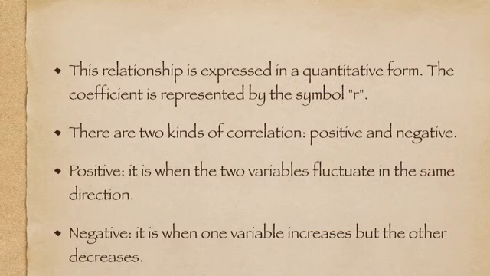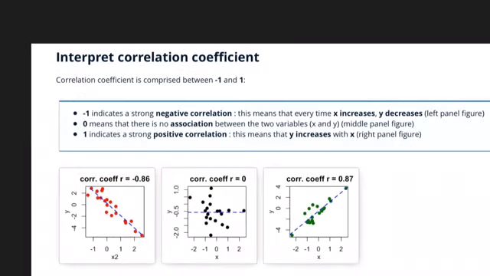This relationship is expressed in a quantitative form. The coefficient is represented by the symbol r. There are two kinds of correlation, positive and negative. Positive is when the two variables fluctuate in the same direction. Negative is when one variable increases but the other decreases.